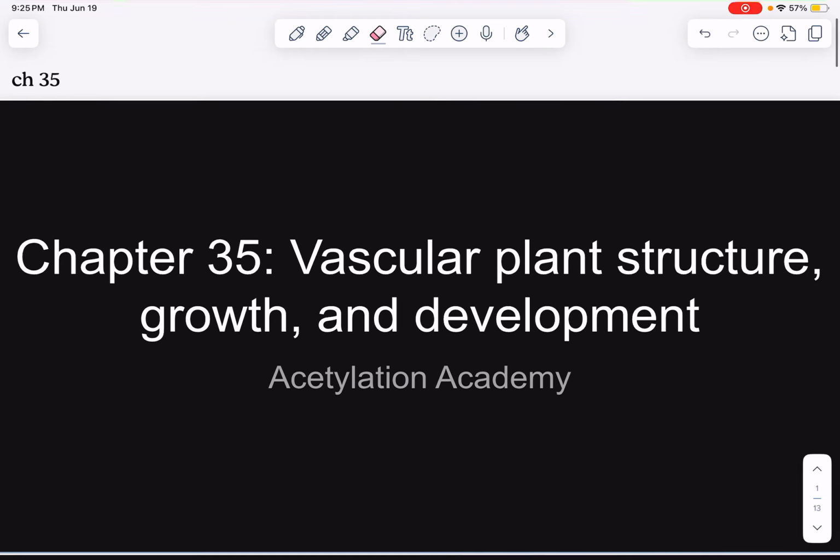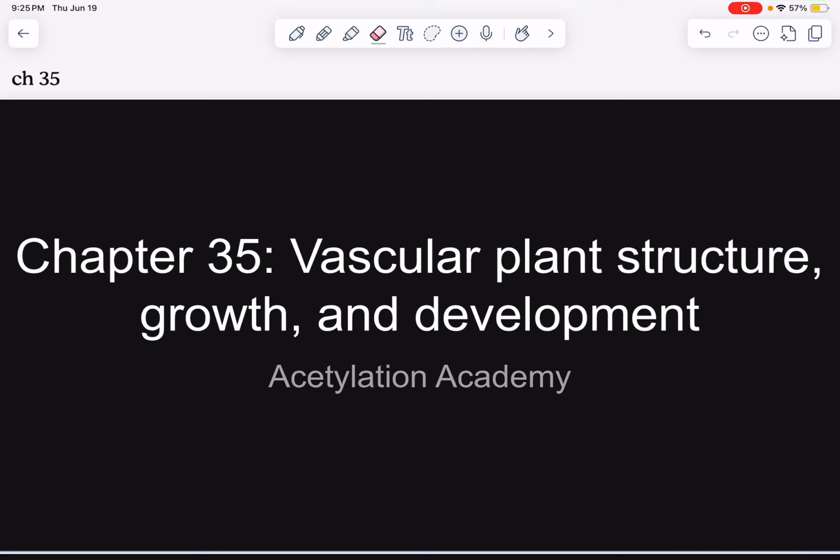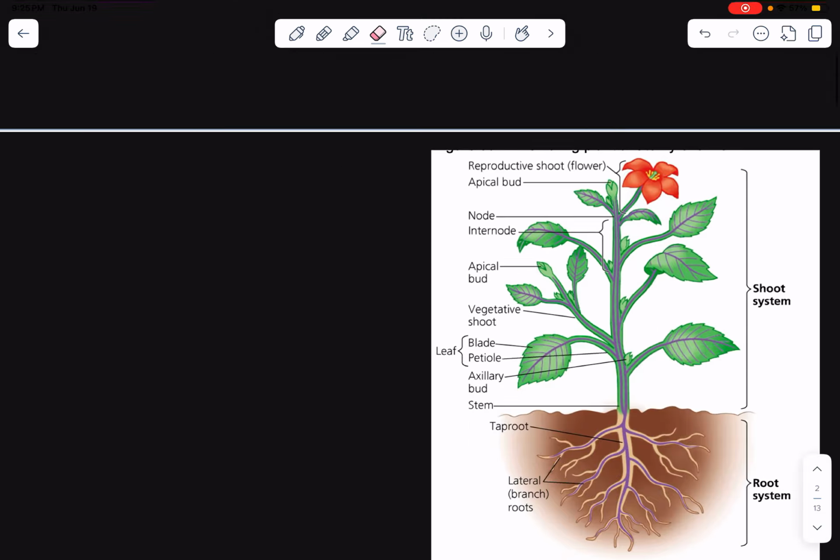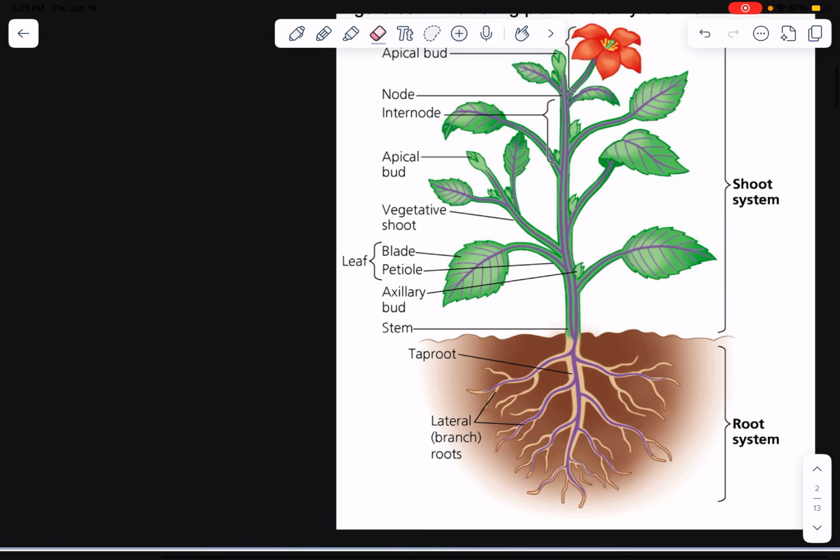So first of all, what's a vascular plant? They're plants that are characterized by specialized vascular tissues such as xylem and phloem for the transport of water, minerals, and food. And usually they can be split into two systems, like in this basic plant. They can be split into the root system and the shoot system. So let's talk about the root systems.